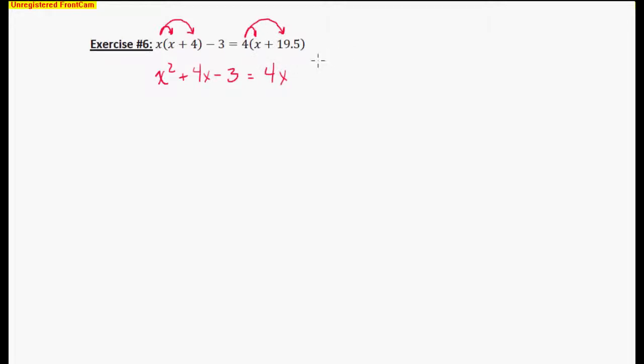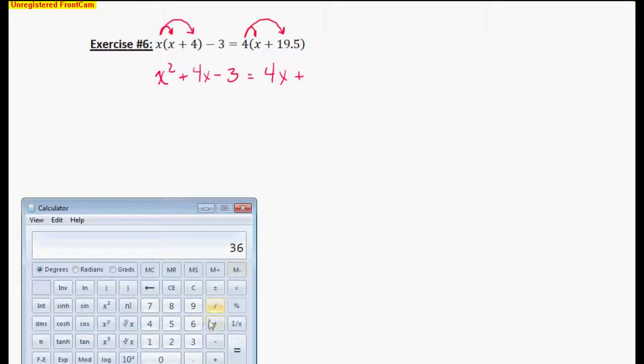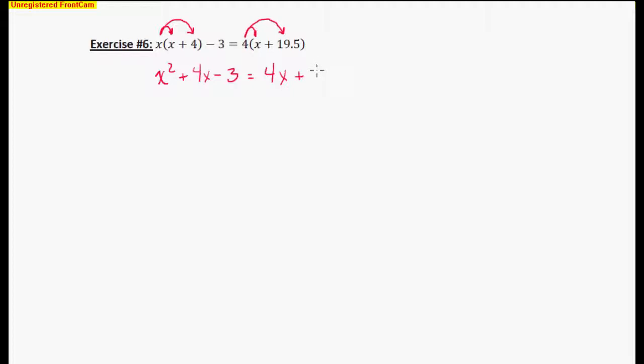And I'm going to distribute this 4x. And if I multiply 4 times 19.5, I get 38, I believe, 38. Alrighty. Oh, well, it's more than 38. Hold on. Forgot about that 1 over there. All right, let's make sure here. Let's see, 19.5, and I'm going to multiply it by 4. Oh, yeah, 78. Okay. All right, that's better. Okay, 78.